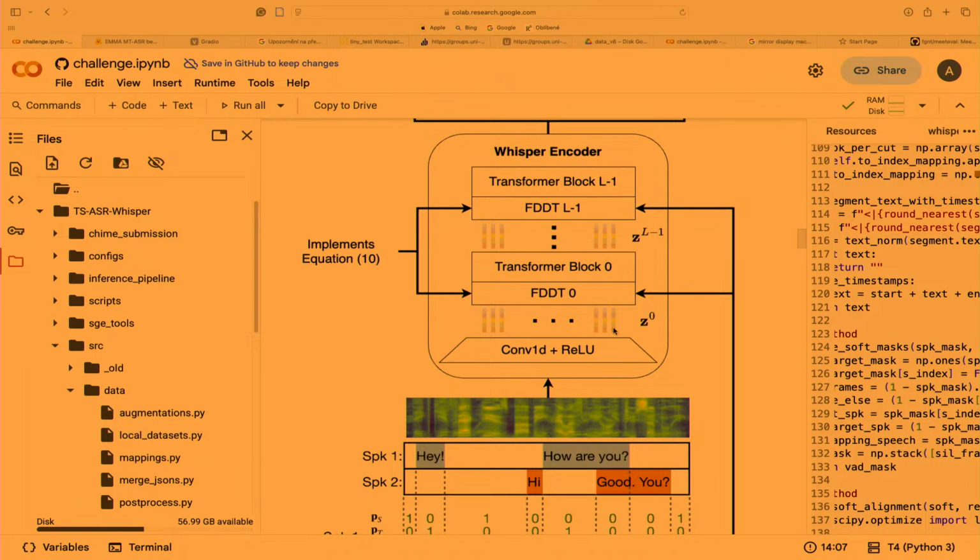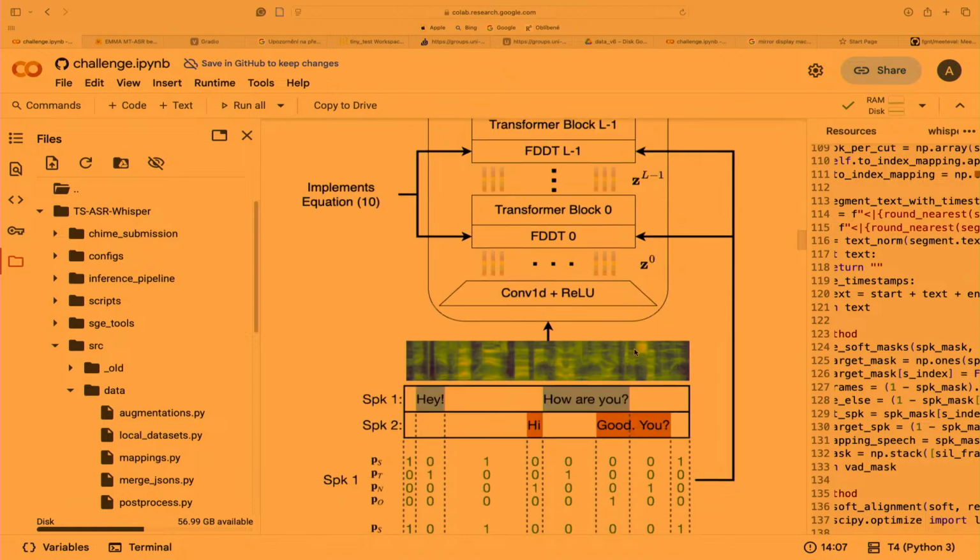And what happens if you do this suppressive initialization of FDDT parameters, and you do it after the positional embedding? You also destroy the positional embedding. So what you can do, you can move this FDDT layer before the positional embedding. And this will give you also additional improvements.